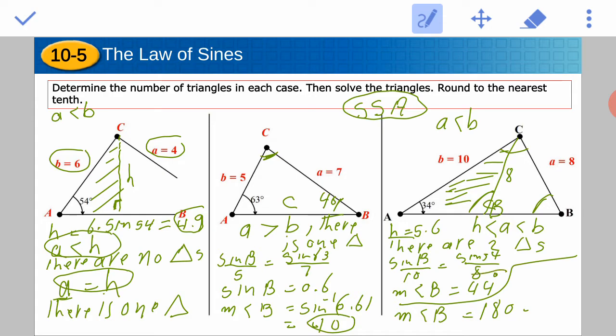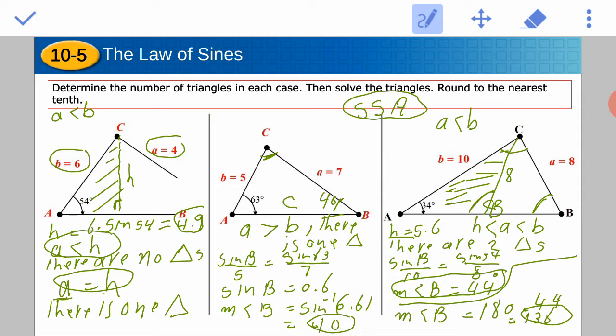We have found the measure of angle B in the first case and it was 44, but this time angle B is going to be an obtuse angle, so it's 180 minus 44, so the measure of angle B this time is going to be 136. It's an obtuse angle. And if you continue solving this triangle, you will get totally different information because the measure of angle C is going to be different, the opposite side, and everything is going to be different, guys.